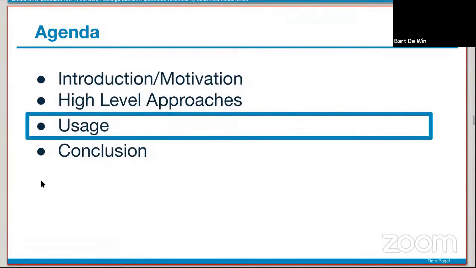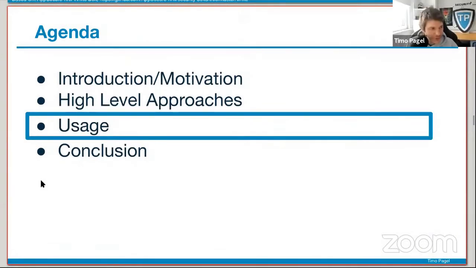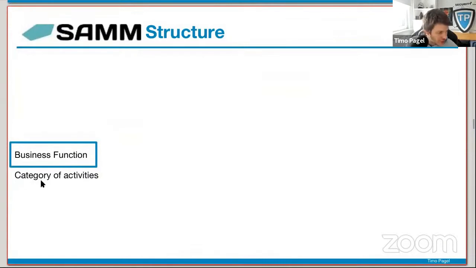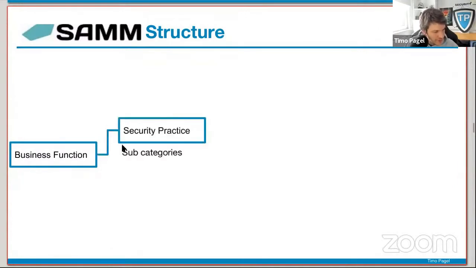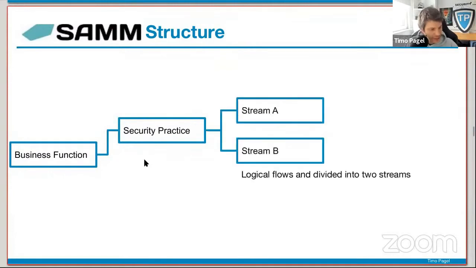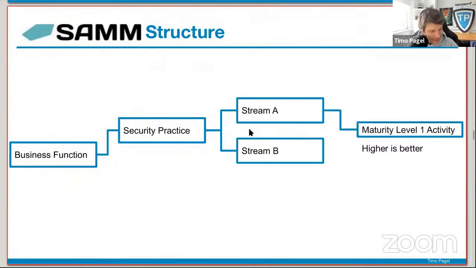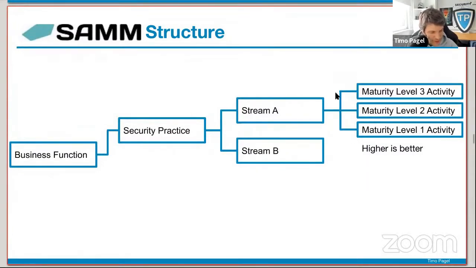Okay. Perfect. So let's come to the usage. How is SAMM structured? We saw that already from Weber. You have a business function, which is kind of a category. Then you have security practices, which are kind of subcategories. Then you have different streams, A and B, which are logical flows, divided into 2 streams, and so basically 2 different topics in one security practice. And then you have the maturity levels, and higher means you're better. So you have maturity level 1, 2, and 3.